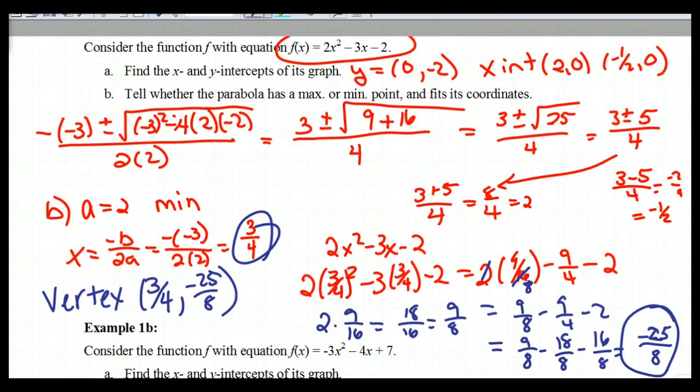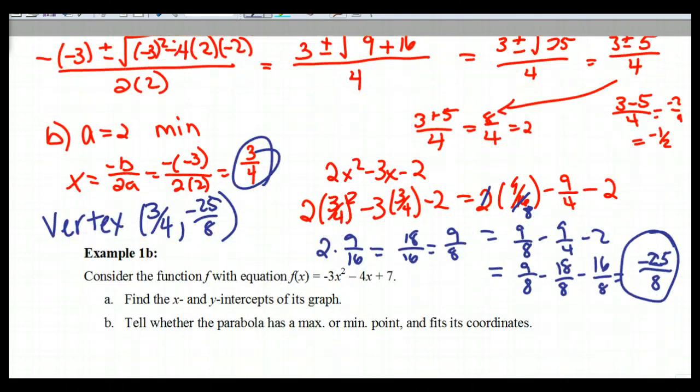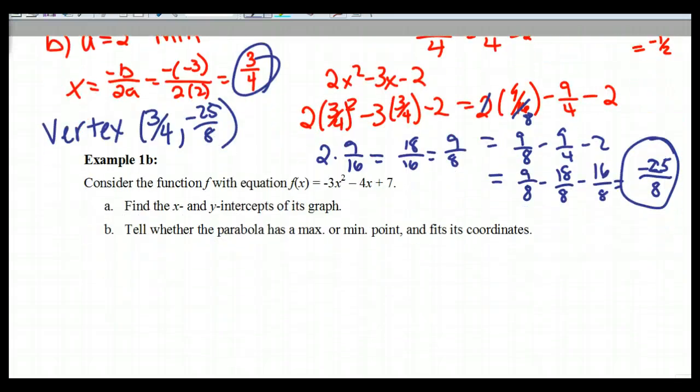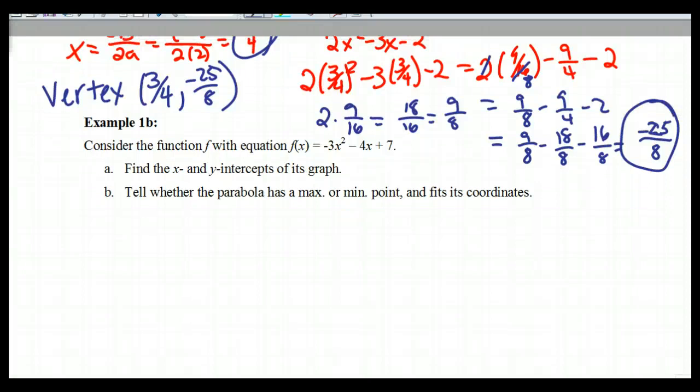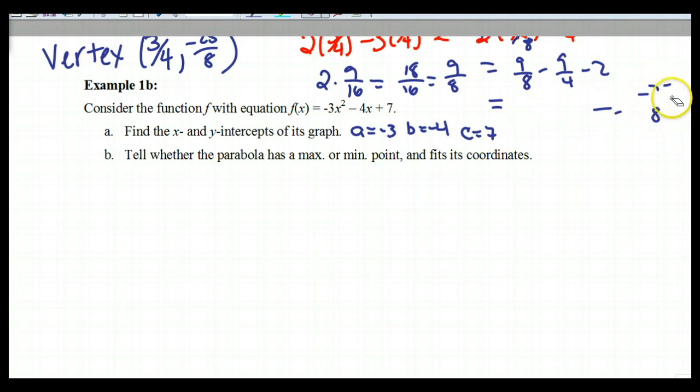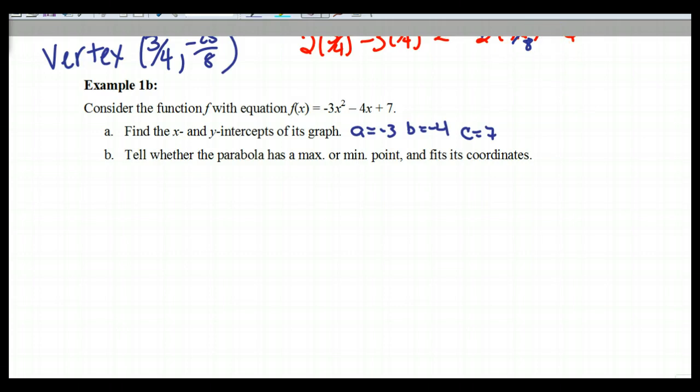All right, so now let's go down to the next problem. I think I got it. First of all, what is my A, B, and C in this one? Okay, A is -3, B is -4, and C is 7. So then the y would be 0, 7? Yep, the y-intercept is 7. That's the easiest one. Okay, so y-int is 0, 7.